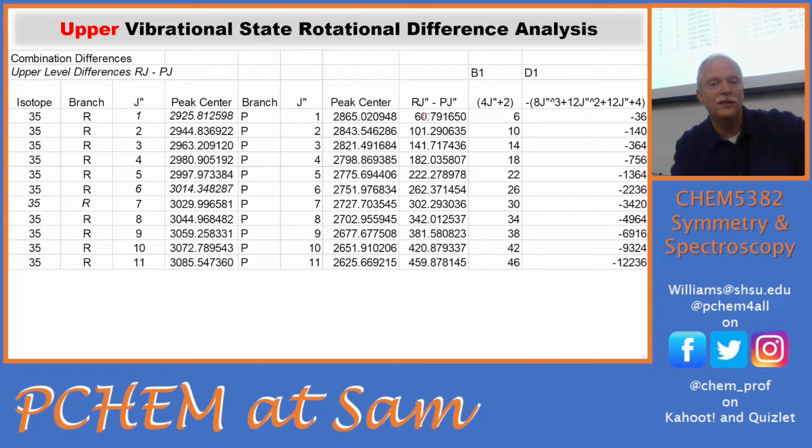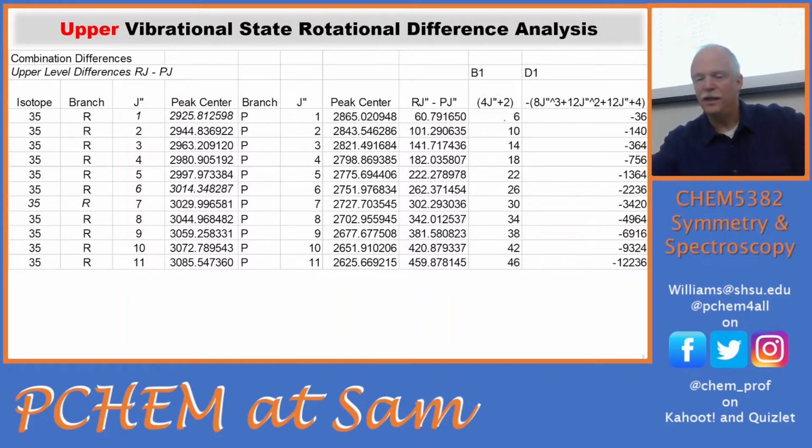So this difference is telling me some information about the upper state. In fact, it's telling me that it should be a difference of 4B as we go up. It starts out with an offset of 2, and then it goes up by 4B every time. And then we have this polynomial expression that gives us the dependence on that centrifugal distortion term. So we're going to have a J cubed term, a J squared term, and a J term over here. And you see those grow quite large quickly.